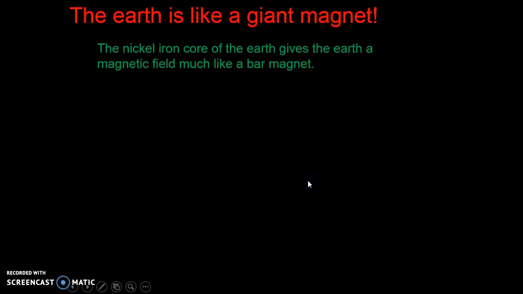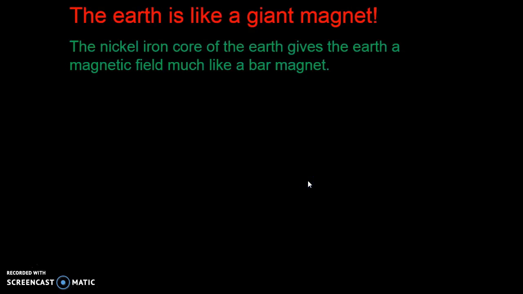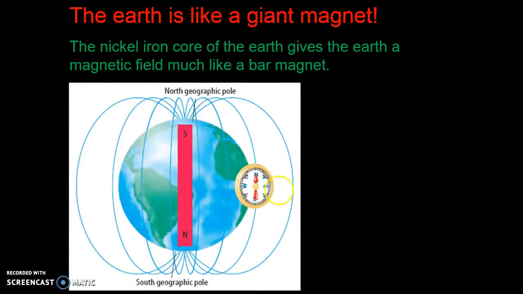So actually, Earth is like a giant magnet. The nickel iron core of the Earth gives the Earth a magnetic field much like a bar magnet. So as you can see here, the iron core, which obviously is not this big pink rectangle, but there's a big inner core of the Earth that is made up of nickel, which is a natural metal. A natural magnet, and has these two different polar sides, south and north pole. So with that, the Earth in itself creates a giant magnetic field, and that's what we use for compasses.